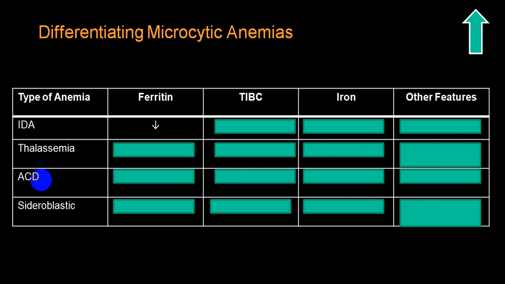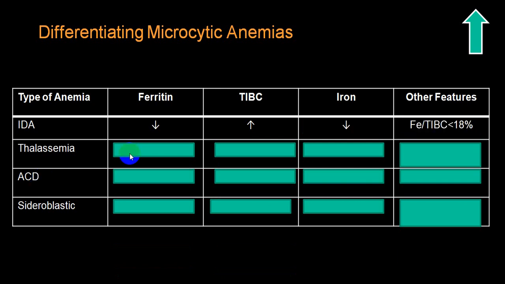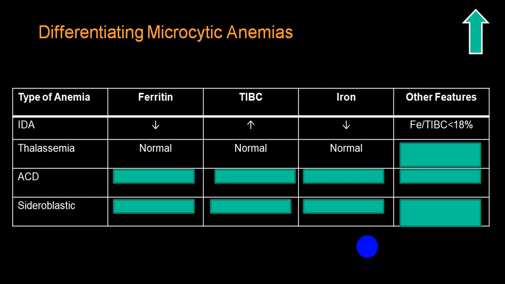We know that in iron deficiency anemia, ferritin will be low, TIBC will be increased, iron level will be low, and the person will have what we call a ratio or saturation of less than 18%. In thalassemia, ferritin will be normal, TIBC will be normal, iron level will be normal, and a person who needs repeated blood transfusion might develop iron overload.